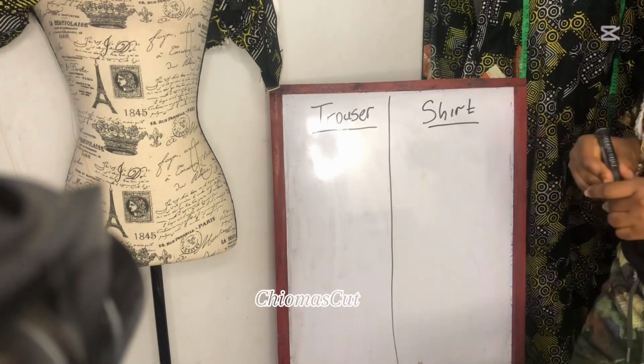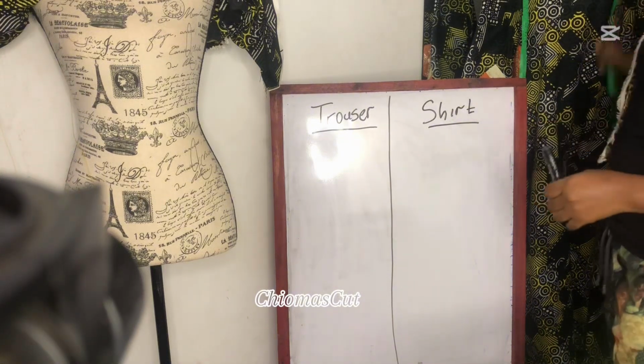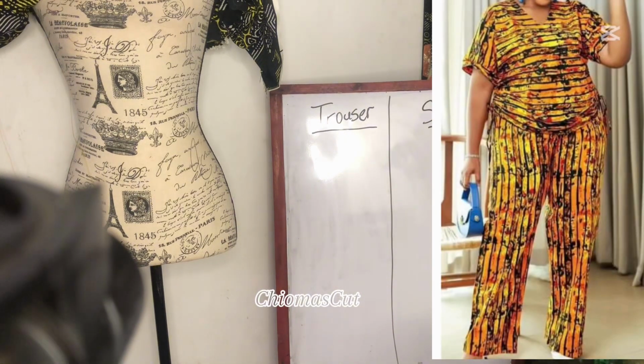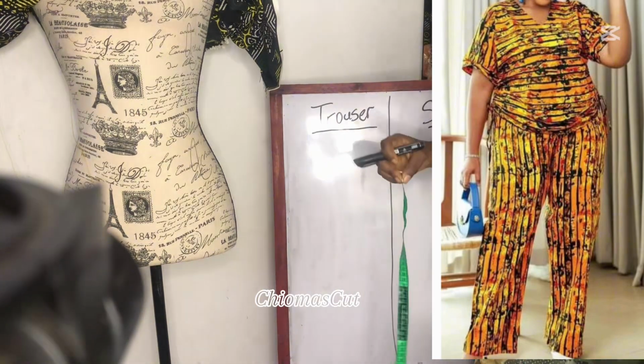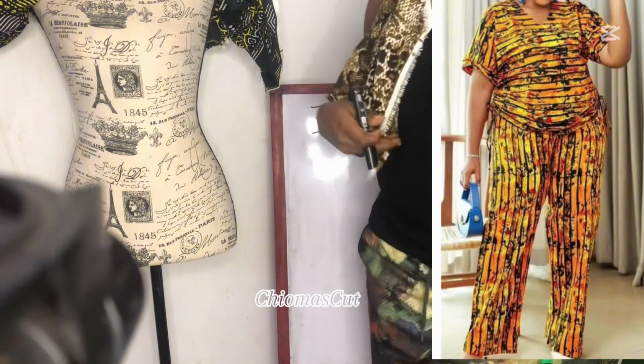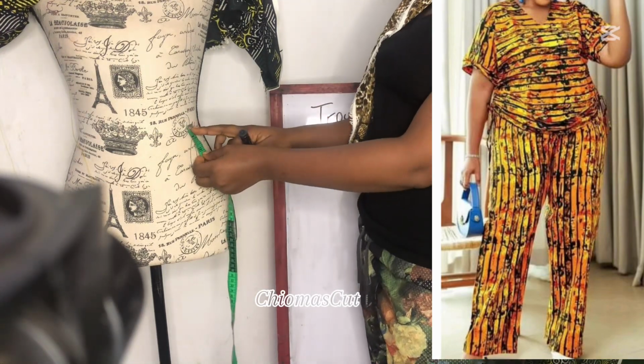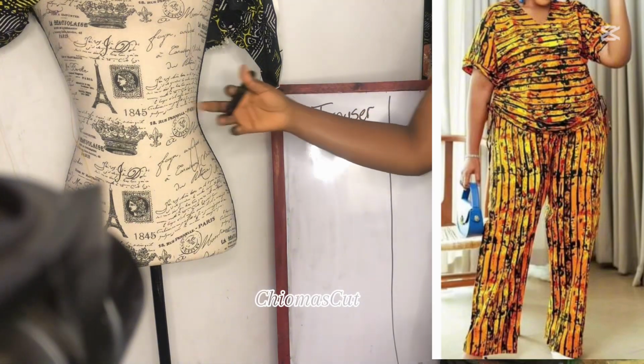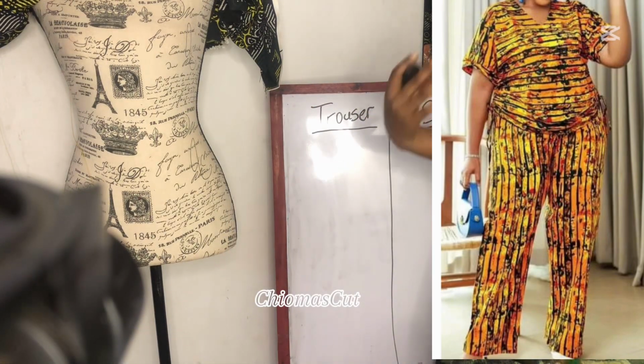Now to achieve the trouser, first off, you will take the length. Our trouser length now is 39. So this is how you get your trouser length. It depends on how you want it to be. If you want a high waist trouser, you start from the waistline. And this high waist trouser also depends on the style that you are making.